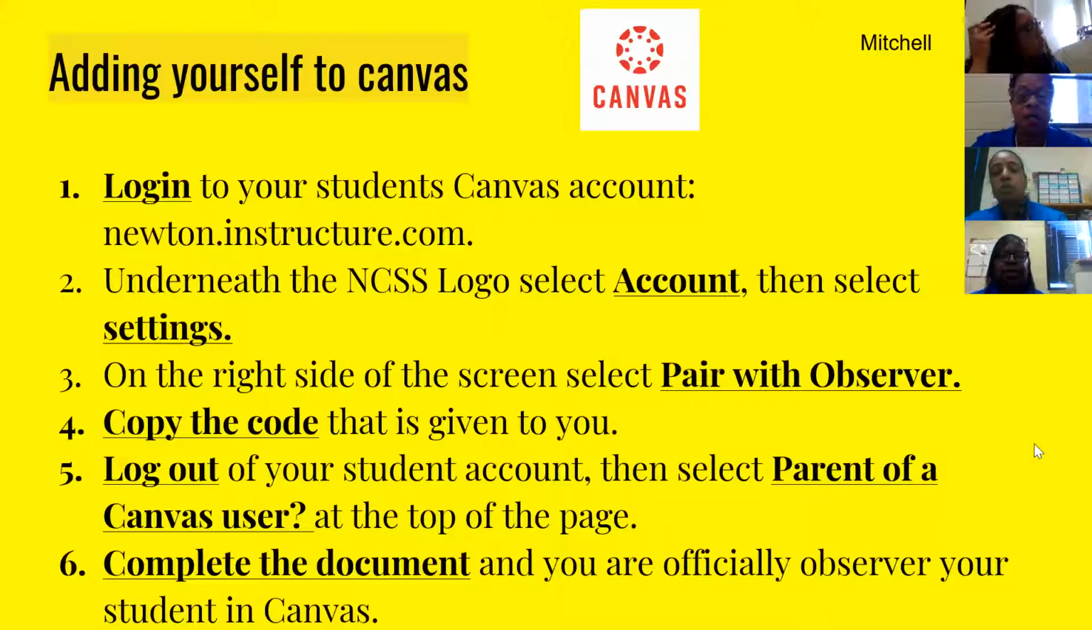Log out of your student account. Then select parent of a Canvas user at the top of the page. Complete the document and you are officially an observer for your student in Canvas. You will be able to observe your child.